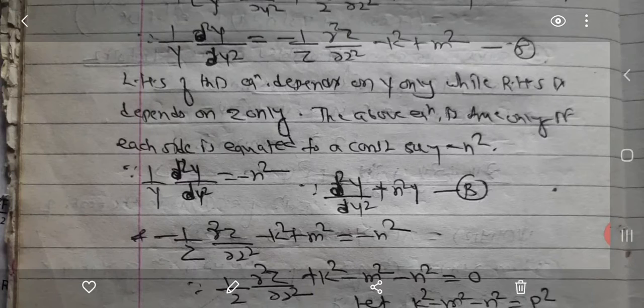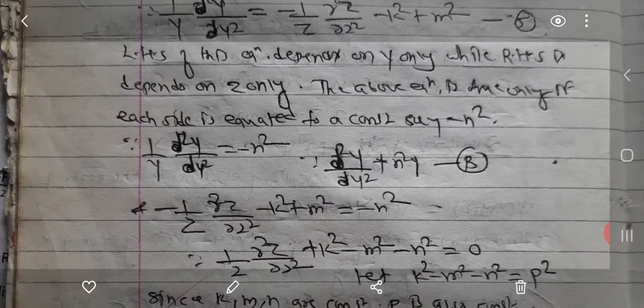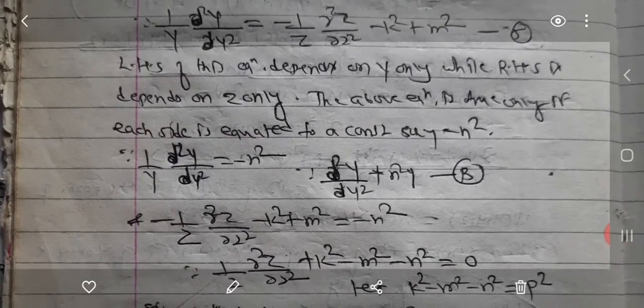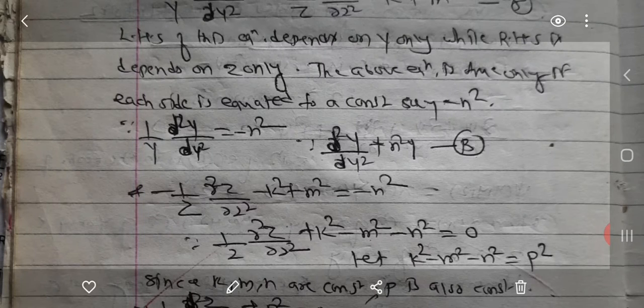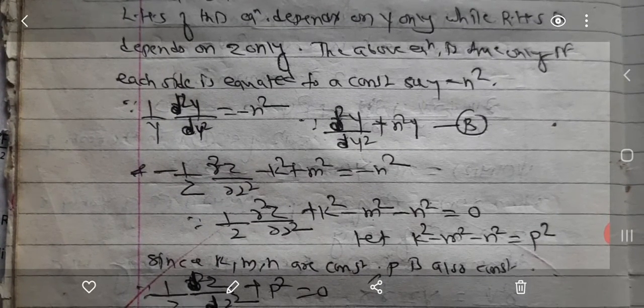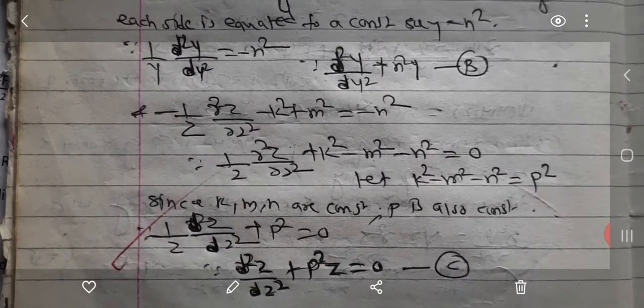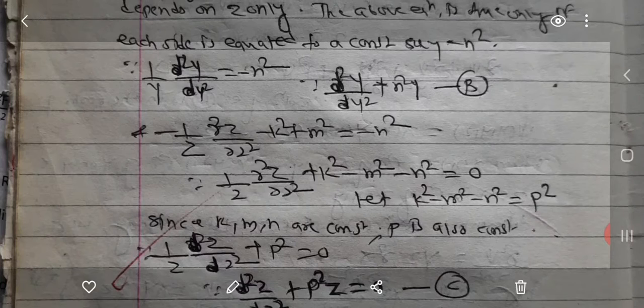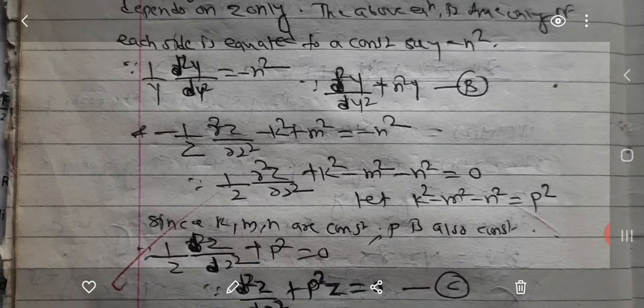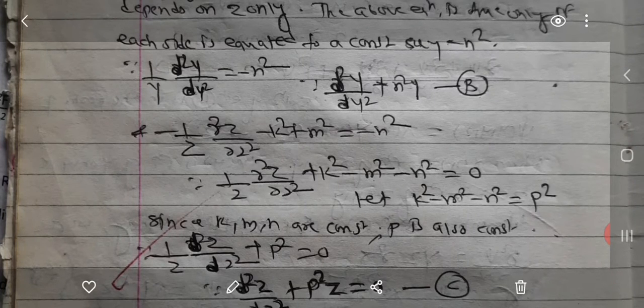The above equation is true only if each side is equated to a constant, say minus n square, another constant, and therefore 1 upon Y d²Y/dy² equals minus n square. So d²Y/dy² equals minus n square Y, that is d²Y/dy² plus n square Y equal to 0. Note this as B. And minus 1 upon Z ∂²Z/∂z² minus k square plus m square equals minus n square. Change the sign: 1 upon Z ∂²Z/∂z² plus k square minus m square minus n square equal to 0.